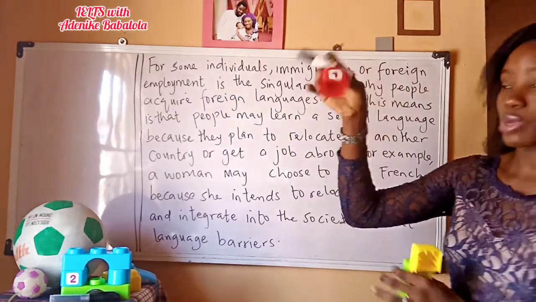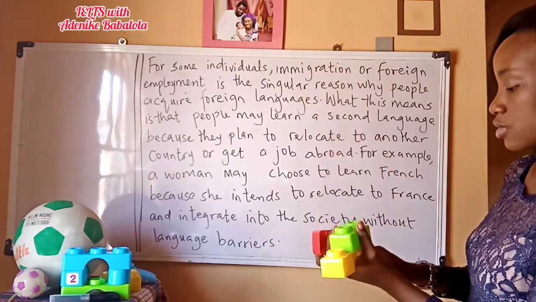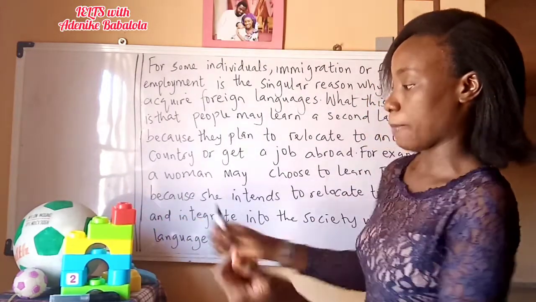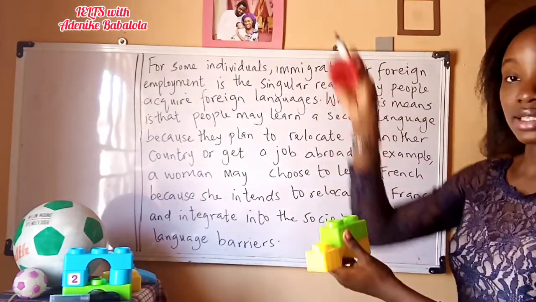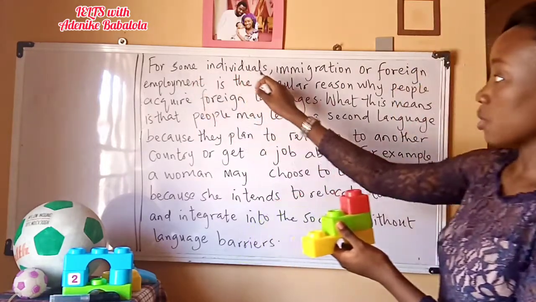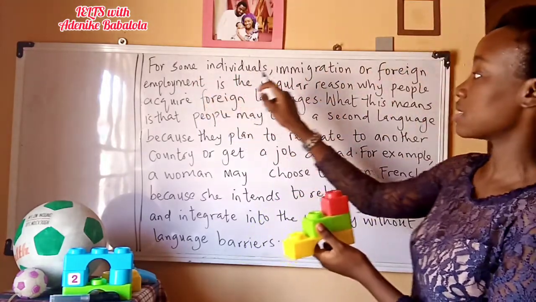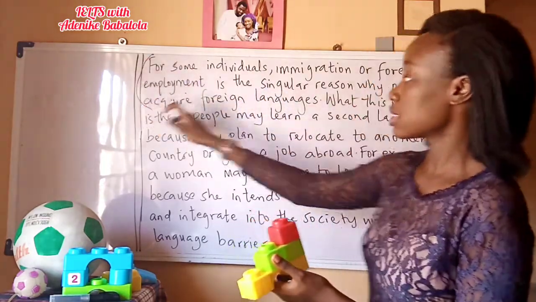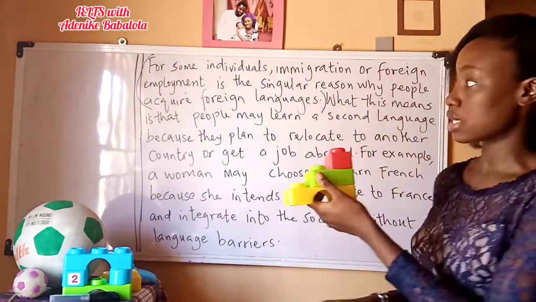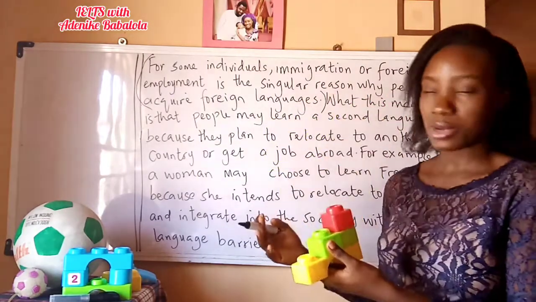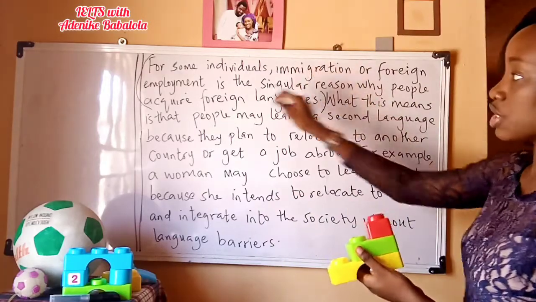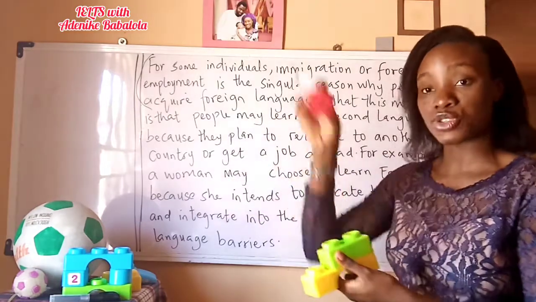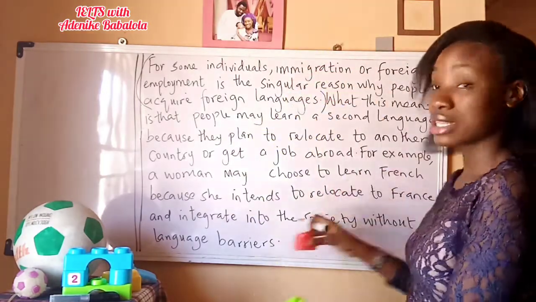Now, where is my topic sentence? Let me show you. Okay, so the topic sentence starts here. Let's look at it: "For some individuals, immigration or foreign employment is a singular reason why people acquire foreign languages." This is your topic sentence. It is a little longer than normal because we are having to mention immigration or foreign employment, so that kind of stretched it a little bit, but that is your topic sentence. That is your main idea, what you're talking about in this body paragraph.